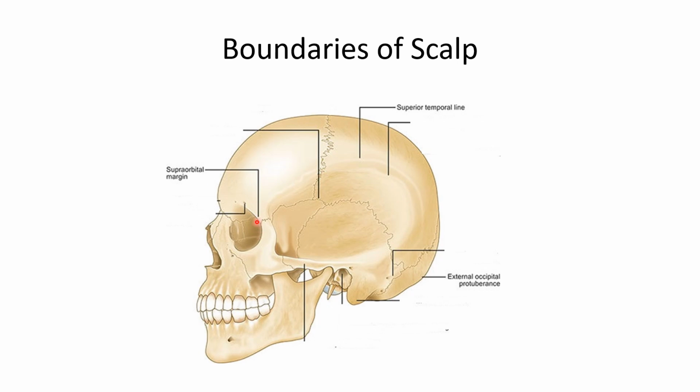So supraorbital margin, that is here, and external occipital protuberance, that is at this level, and superior temporal line one can make out here on the lateral aspect of the scalp. So these are the boundaries of the scalp.